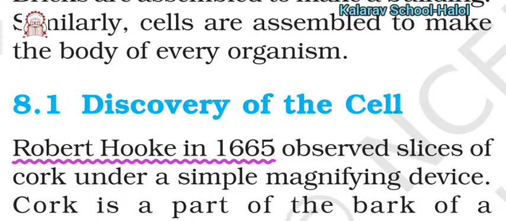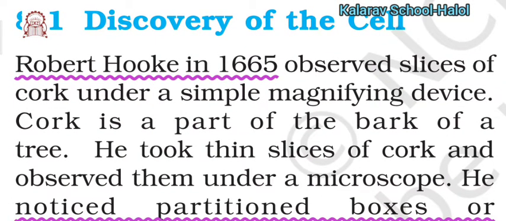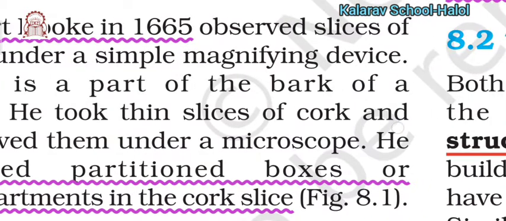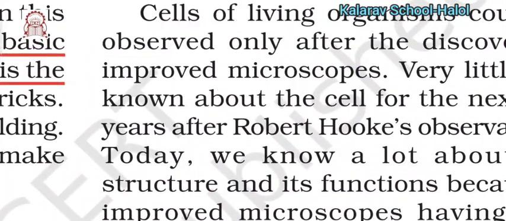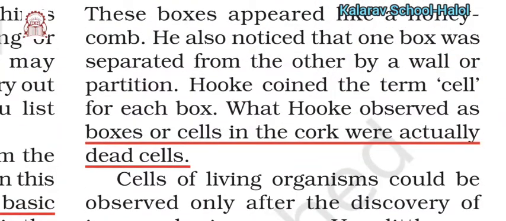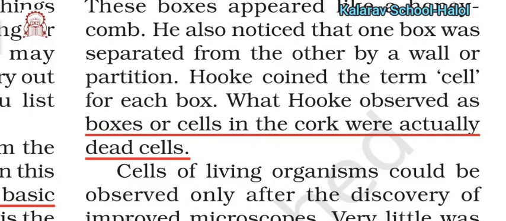In 1665, Robert Hooke observed a slice of cork. Cork is obtained from the bark of the tree. This thin slice of cork was observed under the microscope. He compared the cell structure of the cork with partitioned boxes or compartments. As you see, a wall is made up of a number of bricks, and each brick is partitioned within the wall. So here he compared the cells in the cork with the bricks.